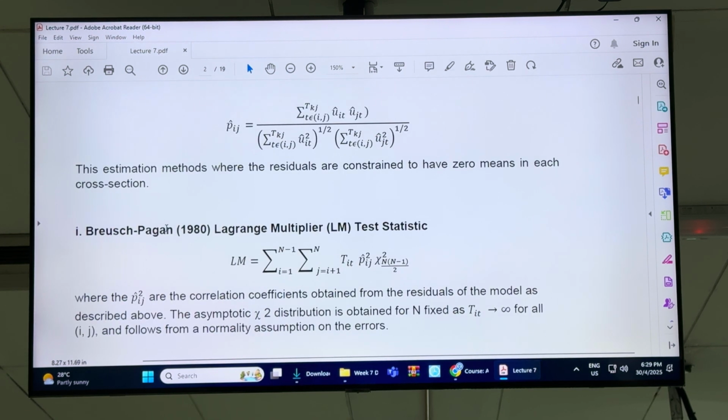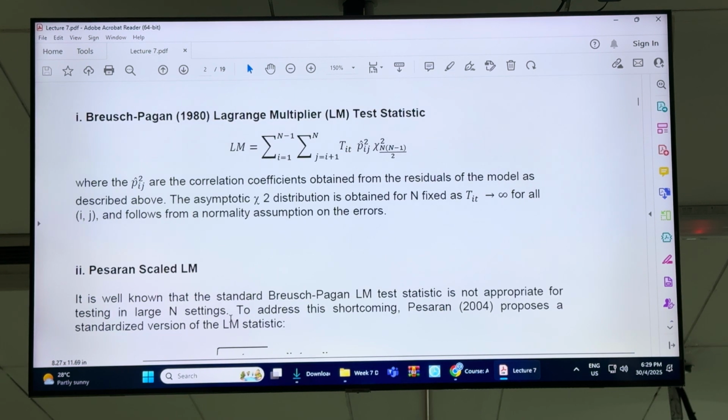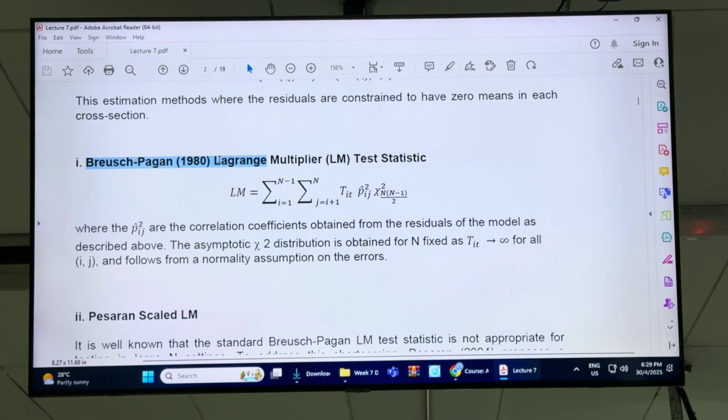Based on Breusch-Pagan in 1980, for this Lagrange multiplier test, what's the limitation? As raised by Pesaran, this test is not appropriate when we have a large N setting. So this original test in 1980 is not suitable when we involve a huge N, meaning many firms, many countries. This diagnostic test may be biased. I mean the Breusch-Pagan Lagrange multiplier test may be biased. So this is the formula for the test statistic proposed by Breusch-Pagan.